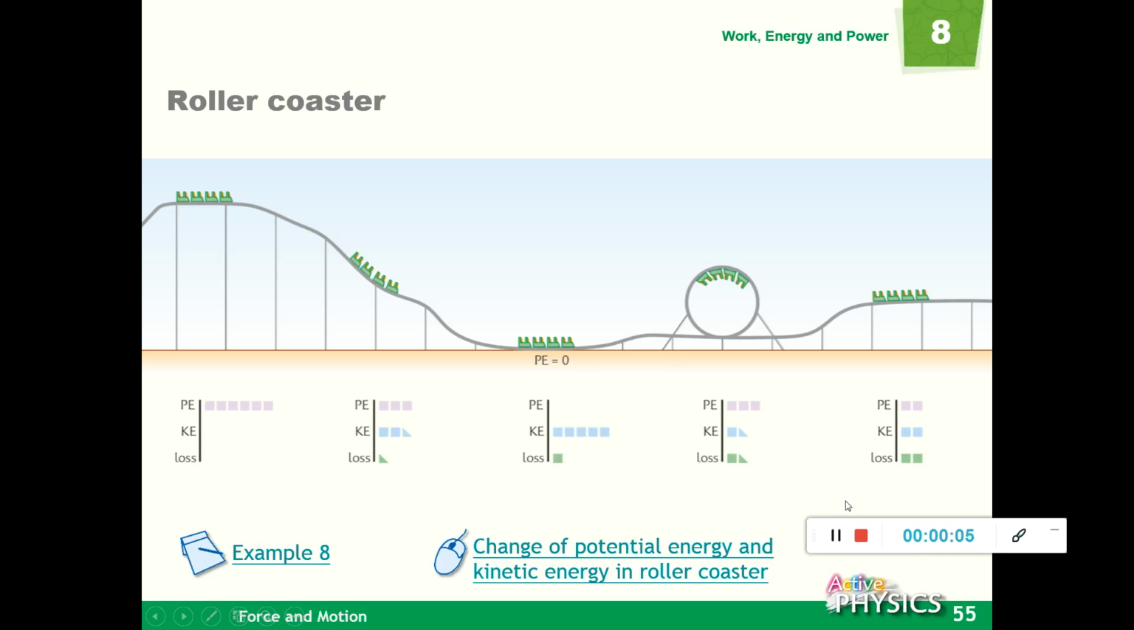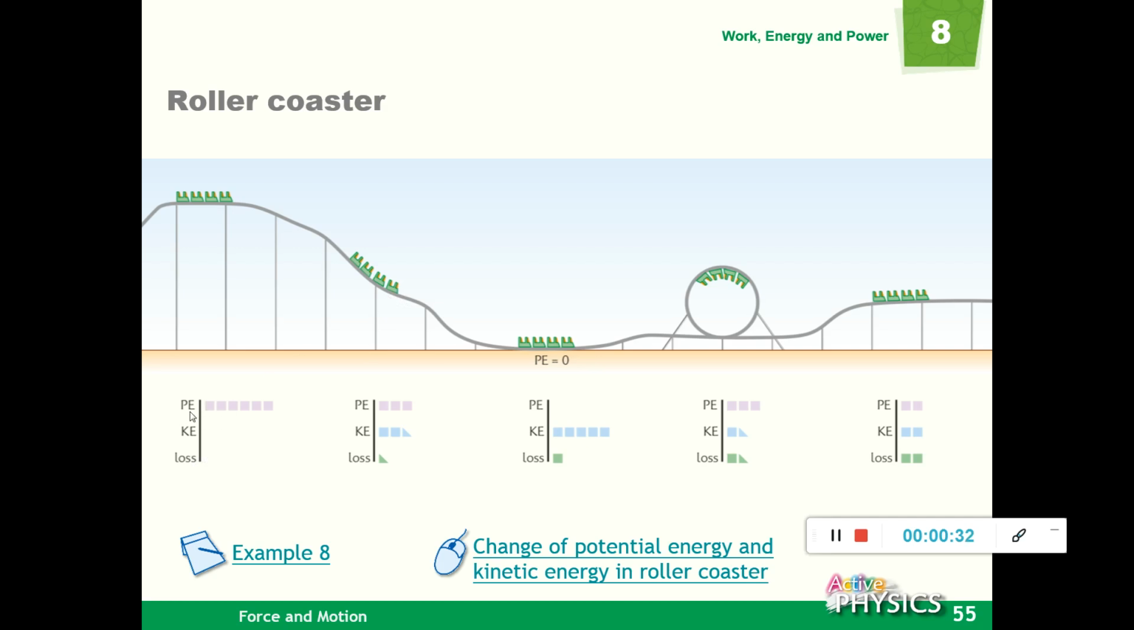Page 214, roller coaster. In this example, focus on three different types of energy: PE, KE, and energy loss. The energy loss may be due to the air resistance or may be due to the friction between the rail and the wheel of the roller coaster.